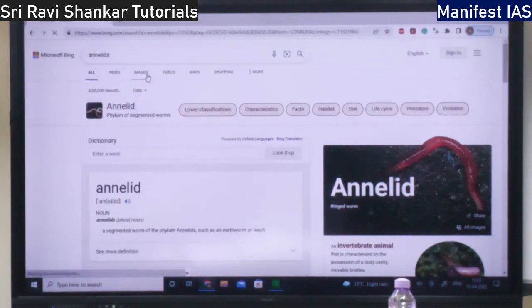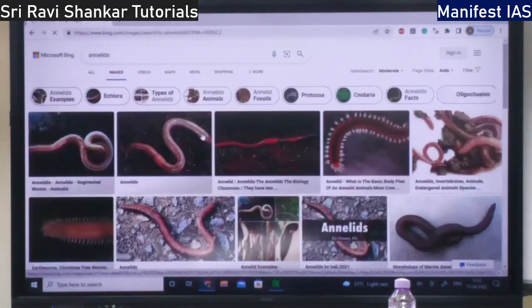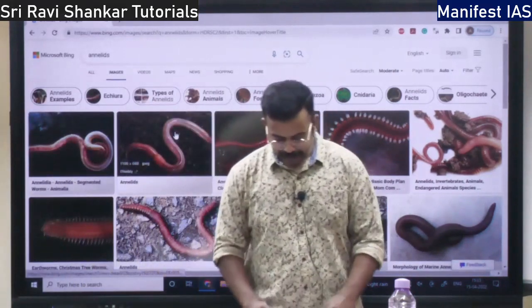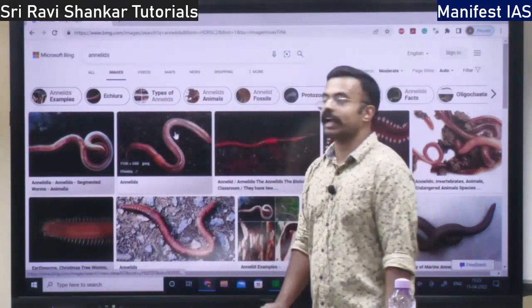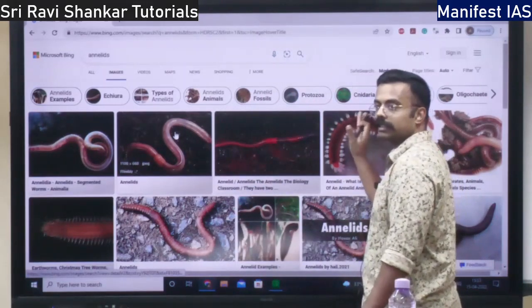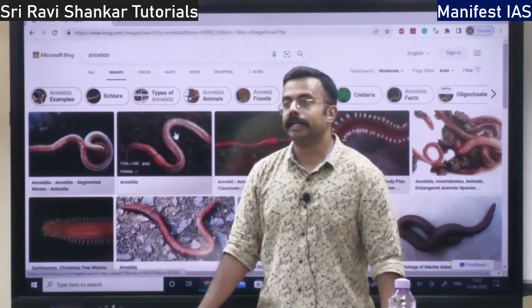So it is just like an earthworm. Annelid body is just like an earthworm. So these are the annelids, right? Looks very disgusting. So annelids, their body is divided into segments. See, their body is divided into multiple segments, right? So this is one thing, and they have well developed internal organs.